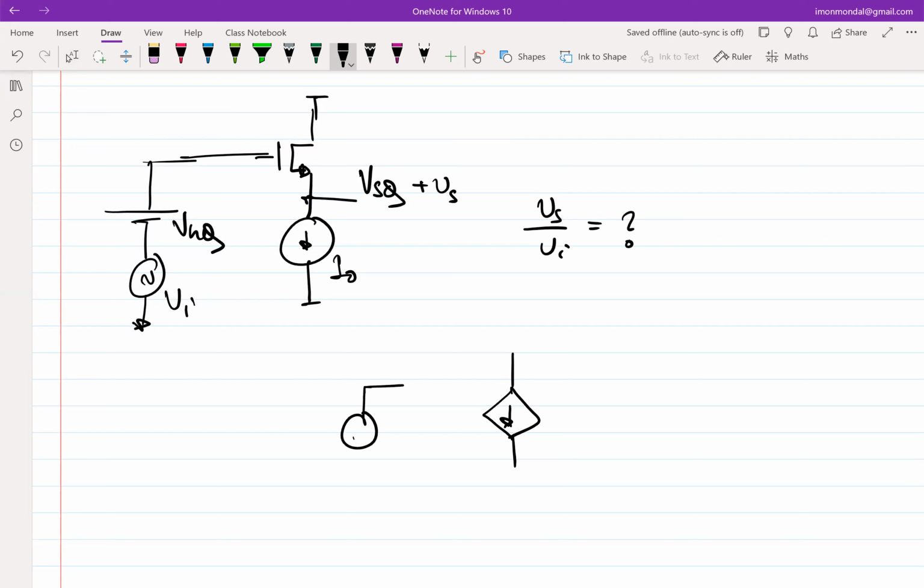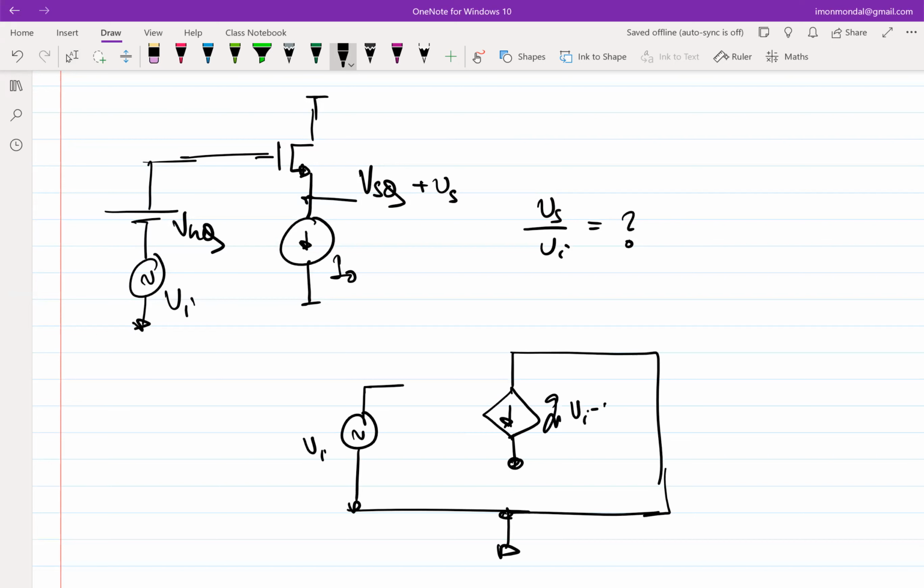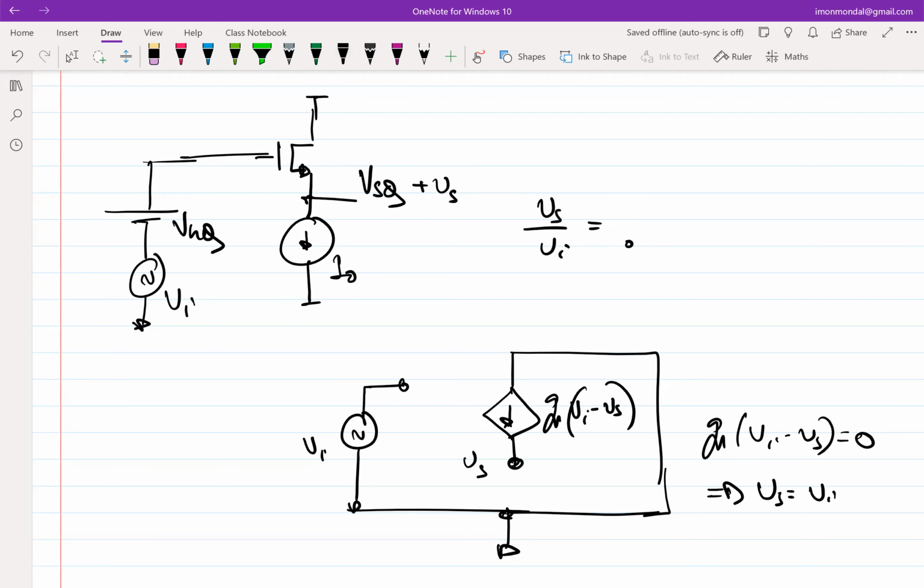Incrementally, the gate is Vi. You have an open circuit here, right? And this is shorted. So this is GM times (Vi minus Vs). This is Vs. So if I do a KCL at Vs, what do I get? GM times (Vi minus Vs) equal to 0, which means Vs is equal to Vi. So this guy becomes equal to 1.